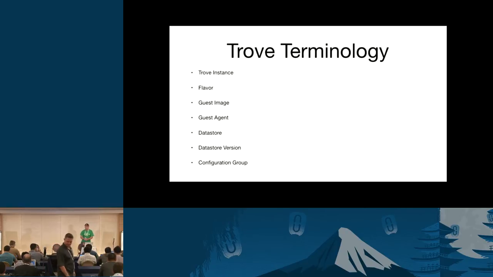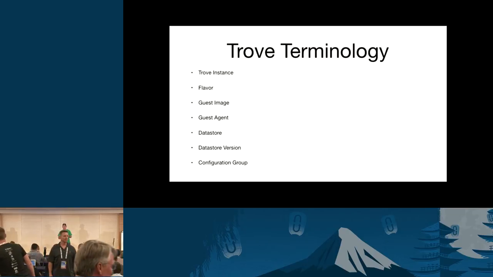So let me go into a couple Trove terminology things, and then we'll get into the VM. There's a couple things in Trove that are unique to Trove. We have a Trove instance, which basically wraps up a Nova instance that's booted for you, running a guest agent. That guest agent is Python code connected to the RabbitMQ that listens for events, that prepares and creates databases and instances for you.